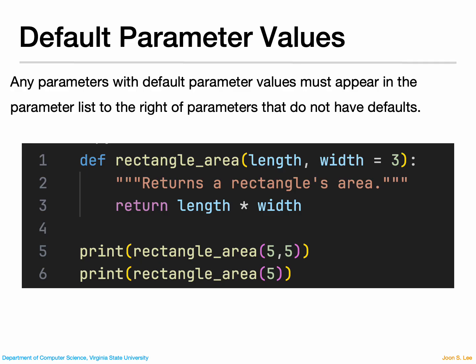When we use default parameter values in Python, there's an important rule to follow. Any parameters with defaults must come after the ones that don't have defaults. In this example, the function rectangle_area takes two parameters, length and width. Only width has a default value of 3. Notice that length, which doesn't have a default, is listed first. If we tried to put the default parameter before a non-default one, Python would give us an error.